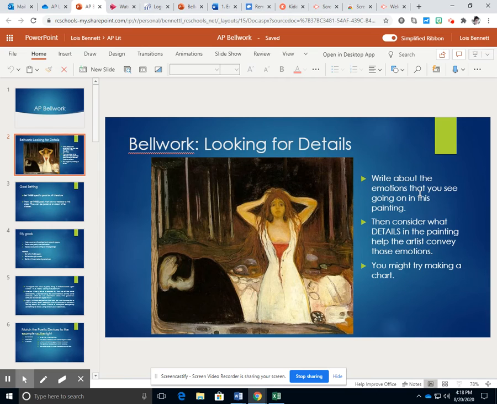I asked you to start with the emotions. This is a very emotional painting. And so we started by identifying the emotions in the painting and then working backwards to see, so why do I feel that way when I look at this painting? Why does it draw out those emotions?